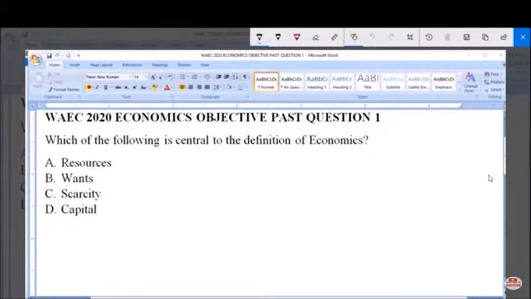Which of the following is central to the definition of economics? A. Resources, B. Wants, C. Scarcity, D. Capital. So first, let's look at the definition of economics.